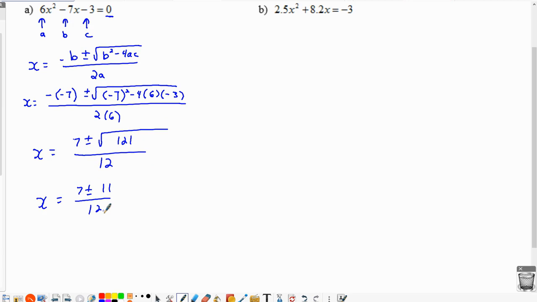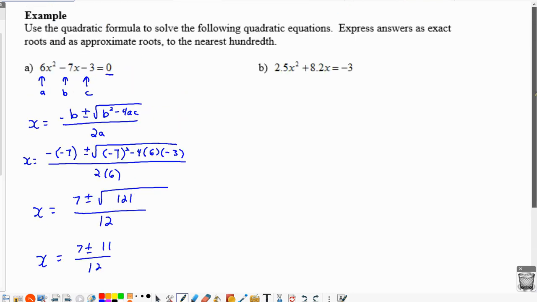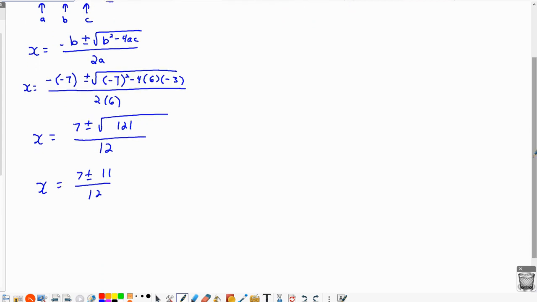If that comes out to a decimal when you try and square root it, we got to talk about that, because the question says express answers as exact roots. So if it doesn't square root, don't do it. Leave it as the square root. Actually, the question usually ends there, where you just leave it like that if it doesn't square root. This one, I can go farther.